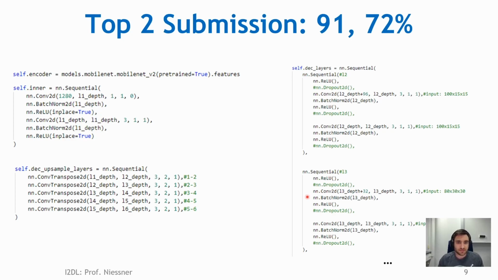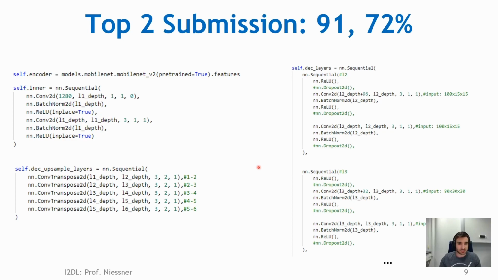The second submission is a bit more complex. It also uses this encoder, a pre-trained MobileNet V2 network. And then we see several different parts which were defined in the architecture. Here we have an inner part, then we have a series of transpose convolutional layers with different input and output features. And then we also have a series of decoder layers, which are defined here as lists. So these lists go on.